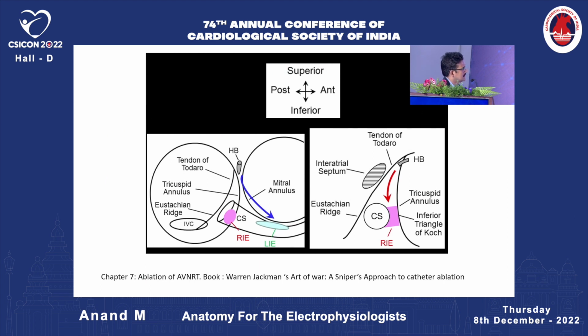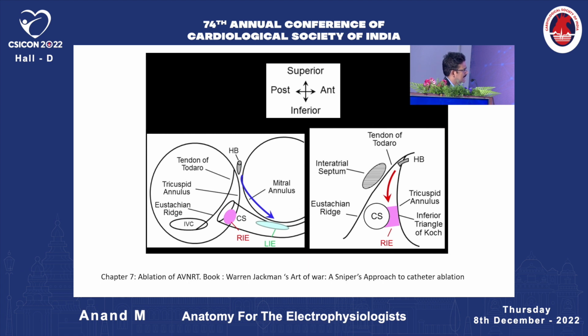So this is a picture. It is an LA view and this is the RA view. This pink area is the right inferior extension of the AV node region. This is the most commonly involved in 85% of typical AVNRT. So ablation of this region takes care of nearly 85% of cases. If ablation in this region does not terminate the tachycardia and the tachycardia is repeatedly inducible, then you have to go into the CS and look for the left inferior extension.